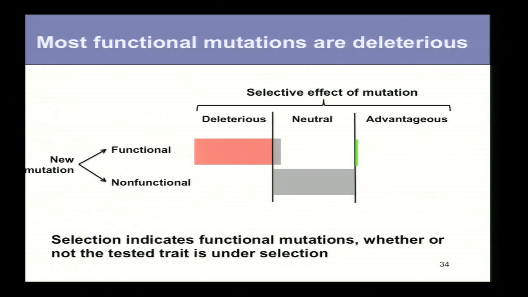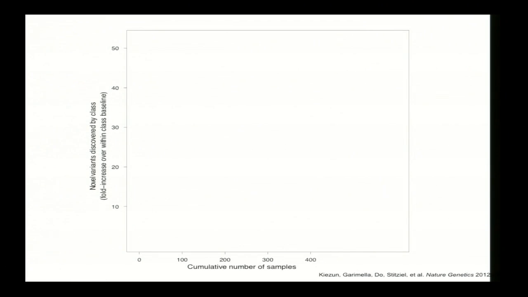We don't assume that all variants under selection are responsible for our trait, but at least we can use natural selection as a filter to guide us towards functional variation. And here is the slide about the importance of natural selection in humans in protein coding regions.